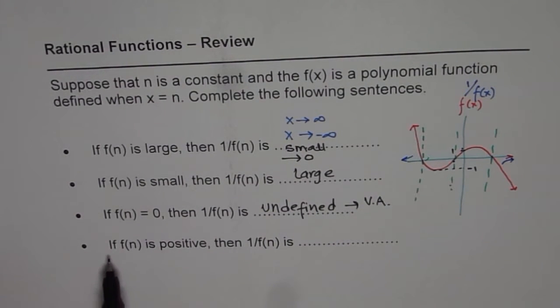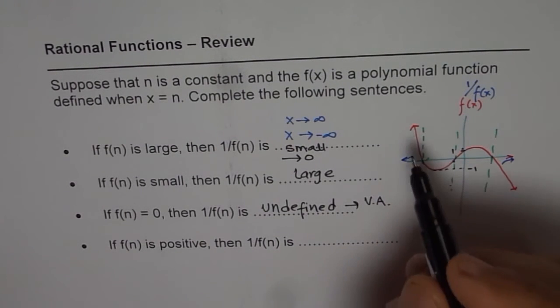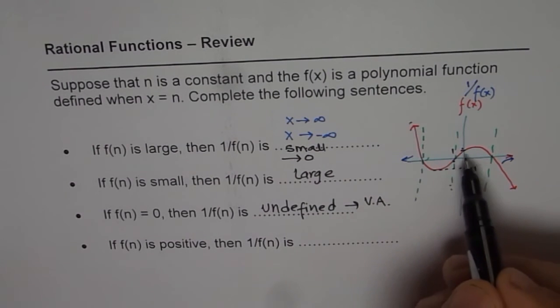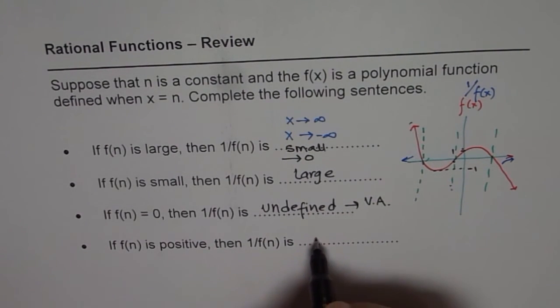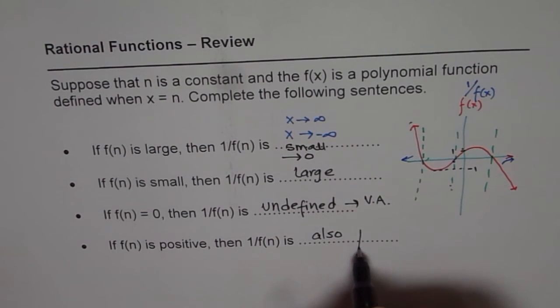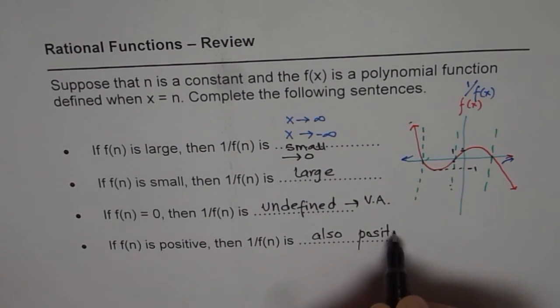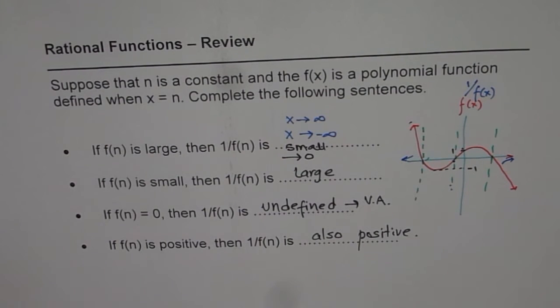Last part here is, if f of n is positive, then 1 over f of n is what? If I am taking the reciprocal of positive values, I'll get a positive value, correct? Then 1 over f of n is also positive. Is it okay? So that is how you need to understand and answer this question.